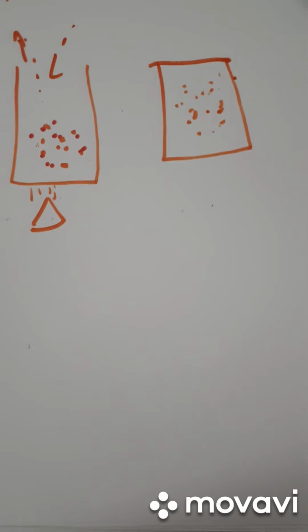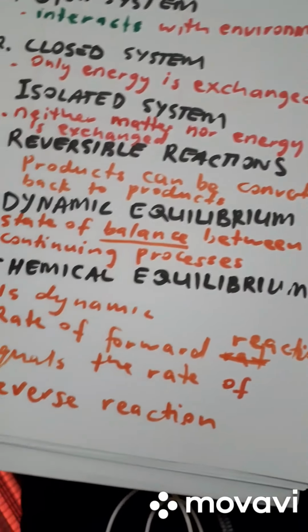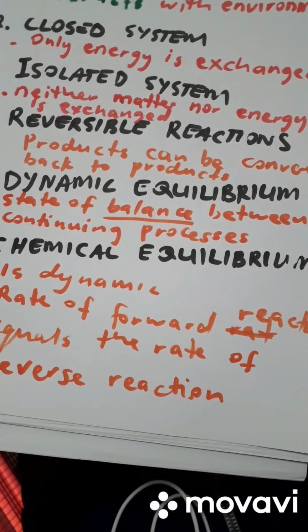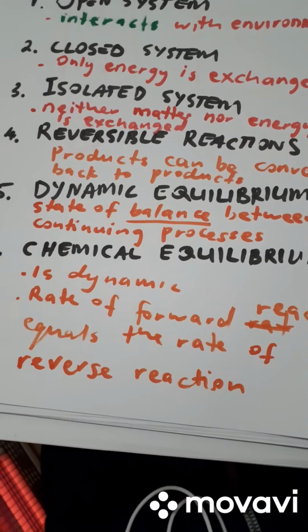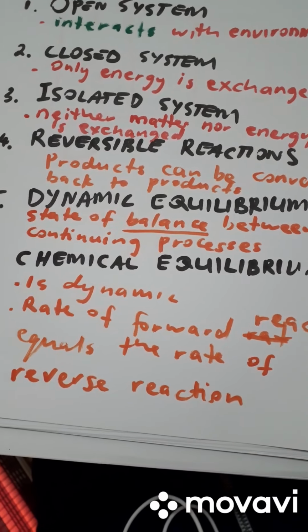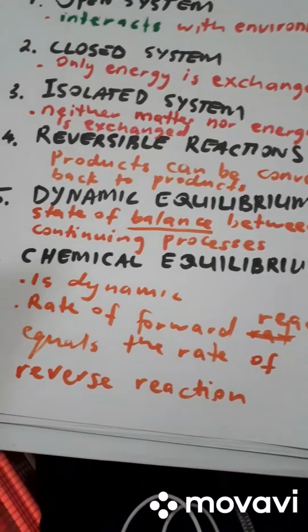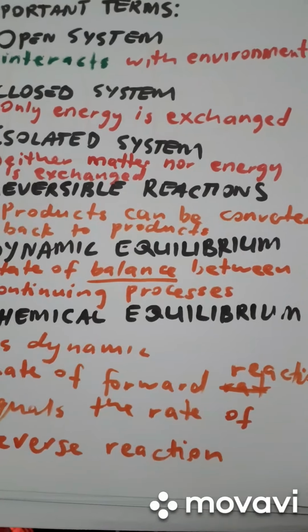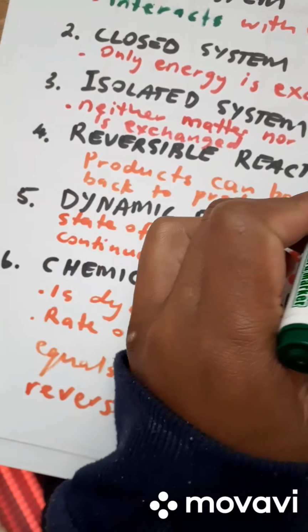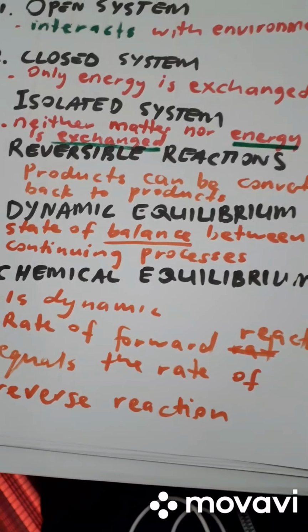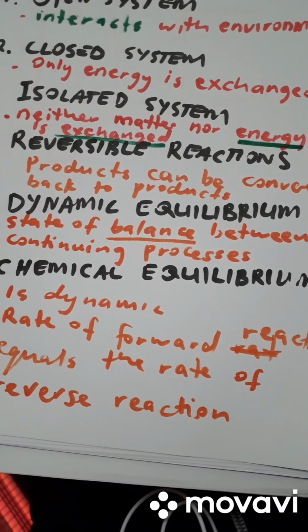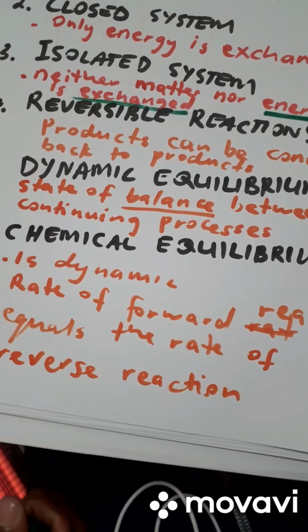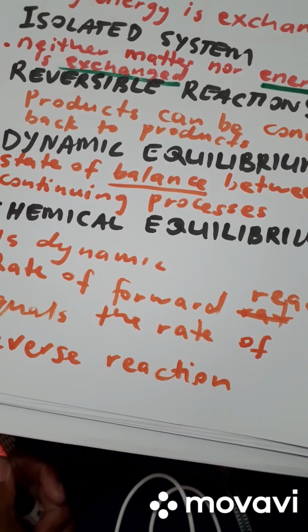So now I hope we have an idea. Now, how is the closed system different from the isolated system? An isolated system means no matter can enter or be exchanged. Also, no energy, very important now. No energy can be exchanged between the system and the environment. So that is an isolated system.